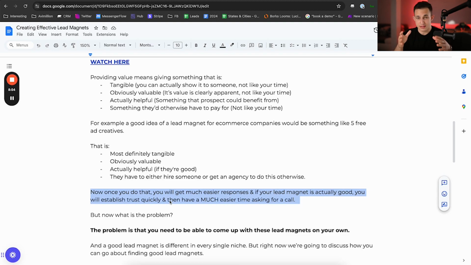Now, once you do that, you're going to get much better response rates. And if your lead magnet is actually good, that is the one contingency. Okay. Your lead magnet needs to be actually good. You can very quickly establish trust and then have a much easier time asking for a call. Okay. Now, in this exact situation, if any of you guys watching are actually an e-commerce marketing agency, this is an offer that we run. This is an offer that we get results for. And this is definitely something that you should be trying.